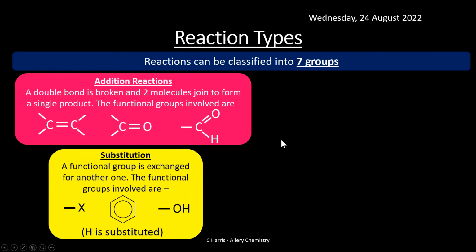Substitution reactions, so this is where a functional group is exchanged for another one, hence substitution. And so these could be, for example, halogens, and you could substitute a hydrogen in a benzene ring. You won't see this until year 2, so don't worry about it if you just do an AS. Or alcohol groups, you have OH groups, so these can be substituted for something else.